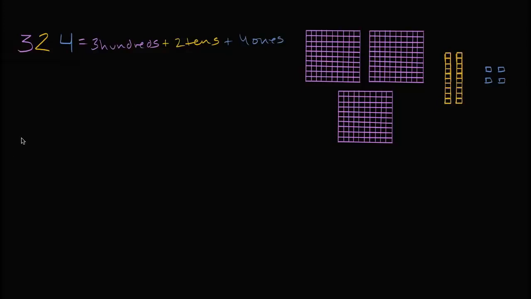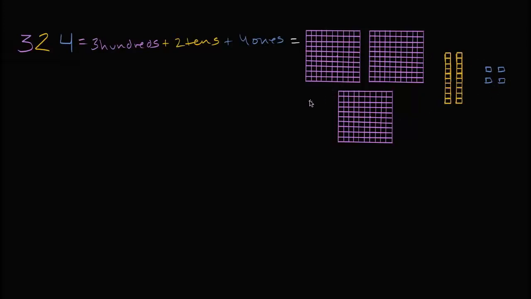And if you want to think about what that looks like, you can look at all these blocks here. 3 groups of 100. 1, 2, 3. 2 groups of 10, I have 2 groups of 10 right over here in yellow. 4 ones, I have 4 ones here. So this is 324 blocks.